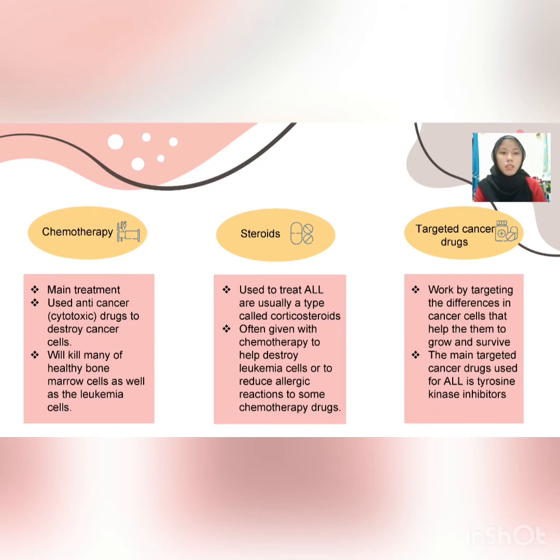Steroid. Steroids used to treat acute lymphocytic leukemia are usually a type called corticosteroid. Steroids are often given with chemotherapy to help destroy leukemia cells or to reduce allergic reaction to some chemotherapy drugs. Targeted cancer drugs. These work by targeting the differences in cancer cells that help them to grow and survive. The main targeted cancer drugs used for acute lymphocytic leukemia are tyrosine kinase inhibitors.